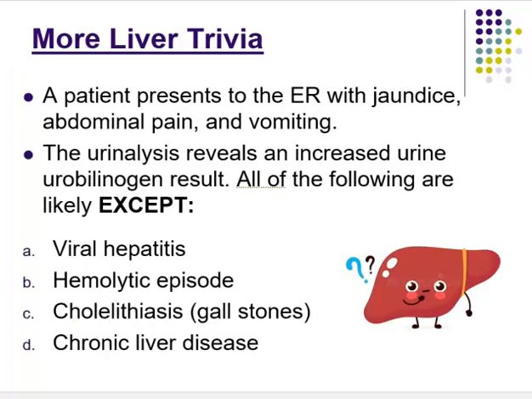So here's our last trivia question for this section of the lecture. A patient presents to the ER with jaundice, abdominal pain, and vomiting. The urinalysis reveals an increased urine urobilinogen result. Which of the following are likely exempt? Pause the video at this time. Try to answer it on your own. The correct answer is C, cholelithiasis, which is gallstones.